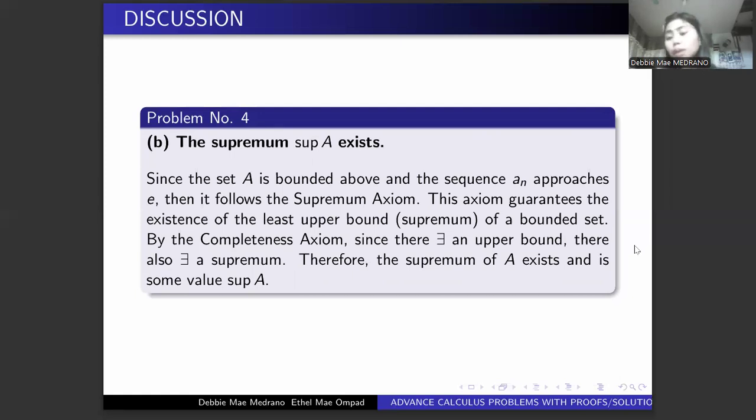Since the set A is bounded above and the sequence A sub n approaches E, it follows from the supremum axiom. This axiom guarantees the existence of the least upper bound, or supremum, of a bounded set. By the completeness axiom, since there exists an upper bound, there also exists a supremum. Therefore, the supremum of A exists and is some value sub A. So, in the supremum axiom or completeness axiom, if there exists an upper bound, there also exists a supremum.